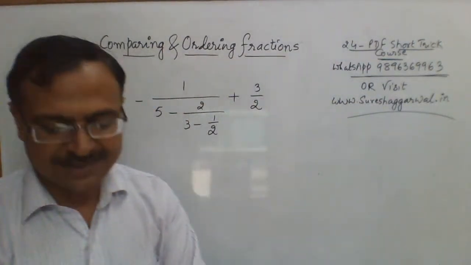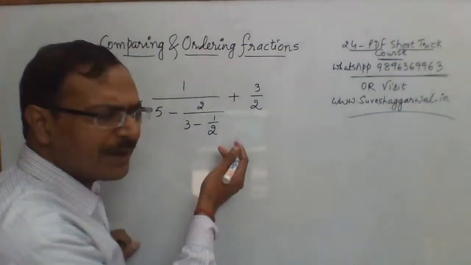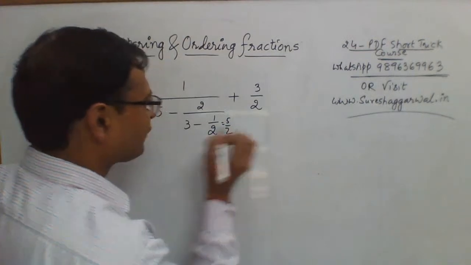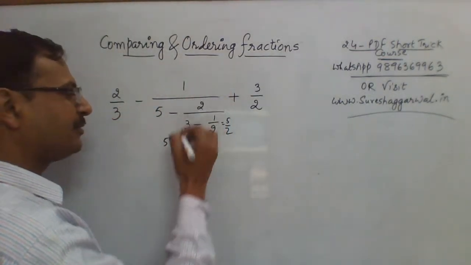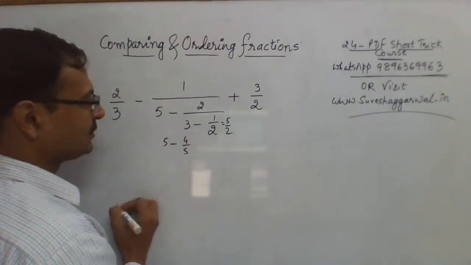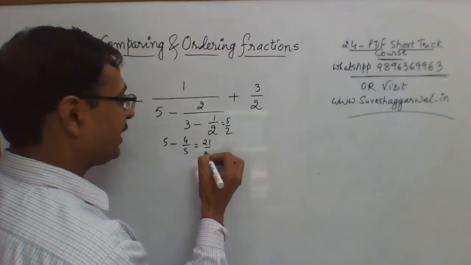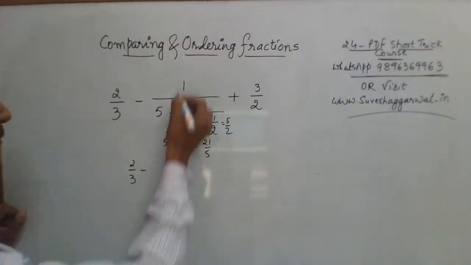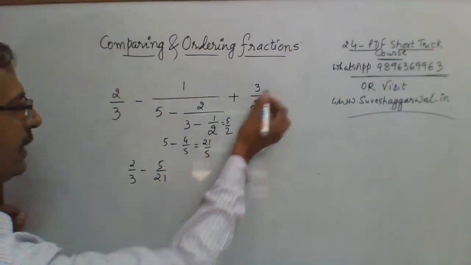Okay, so let's see this solution on the board. See, 3 minus half is 2 and half, right? 2 and half is 5 by 2. So this is 5 by 2. So 5 minus 2 by 5 means 4 by 5. So 25 minus 4 is 21 by 5, right? So this is 2 by 3 minus 1 upon 21 by 5 is 5 by 21, right? And then plus 3 by 2.